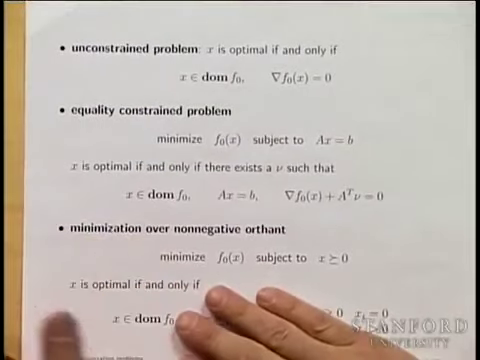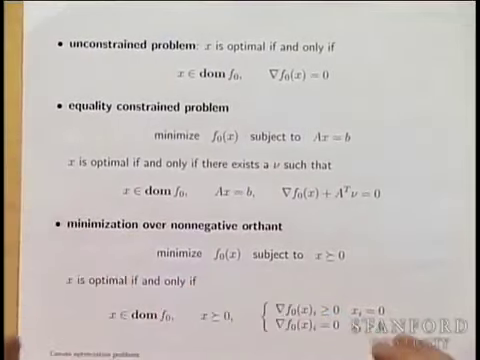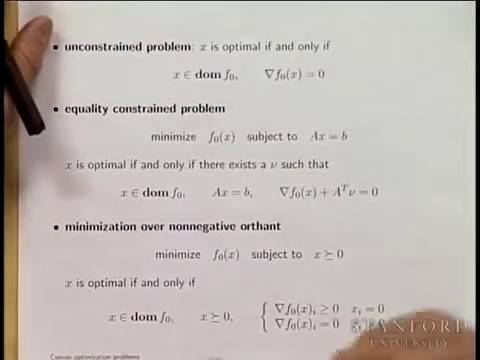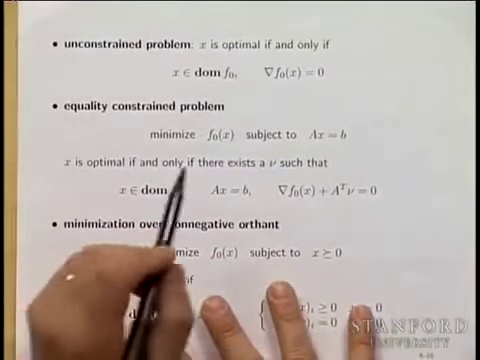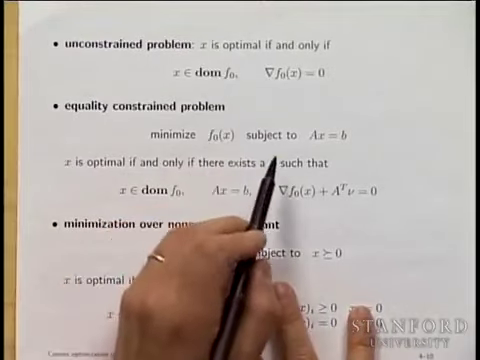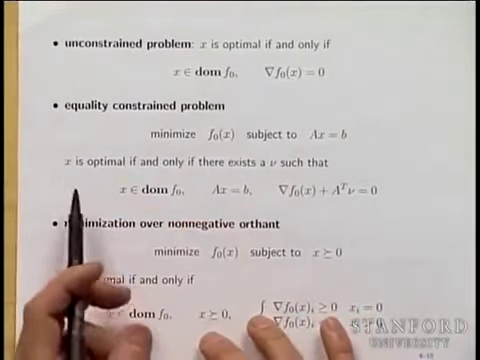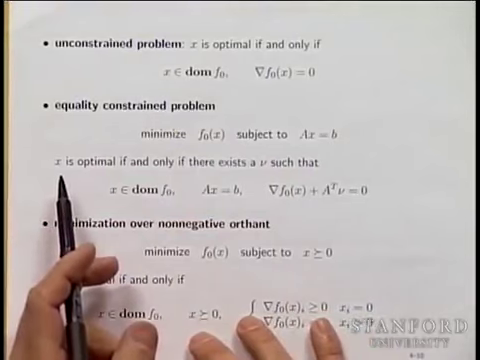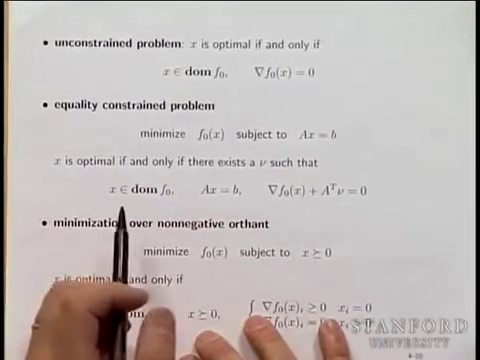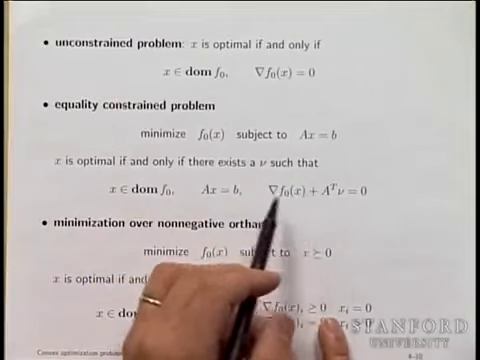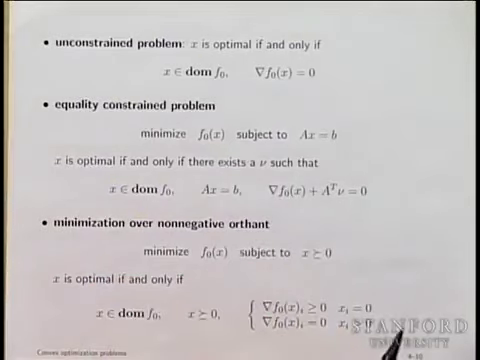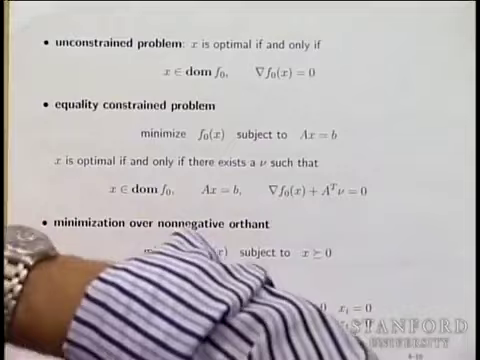Equality constrained. We can also get this, and this will recover things like Lagrange multipliers, which you've probably seen earlier. You will see again. So you want to minimize f0 of x subject to Ax equals b. Well, x is optimal if and only if you're feasible, and the gradient plus A transpose nu is 0. Now, to show that, I'll just give a quick plausibility argument, not the whole argument.